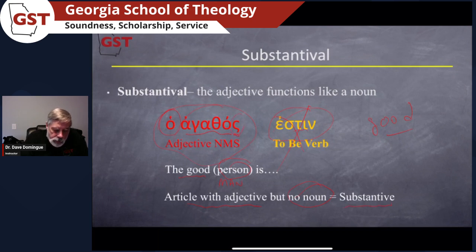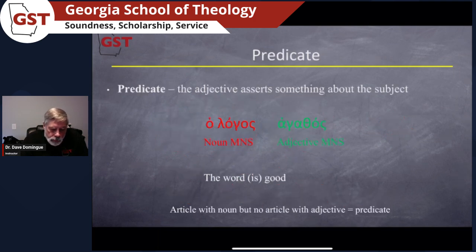Now the case ending will tell us how it functions in the sentence. And this case is the nominative, and so it's functioning as a subject. If it was in the accusative, then it would function as the direct object. And so that would help you with that.